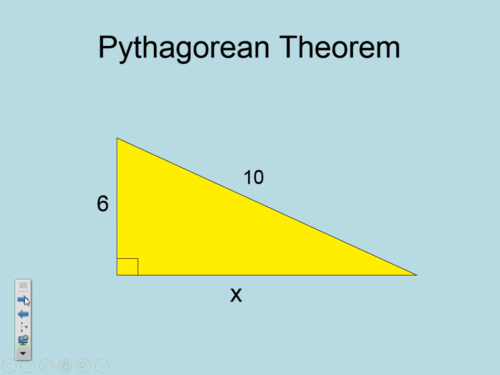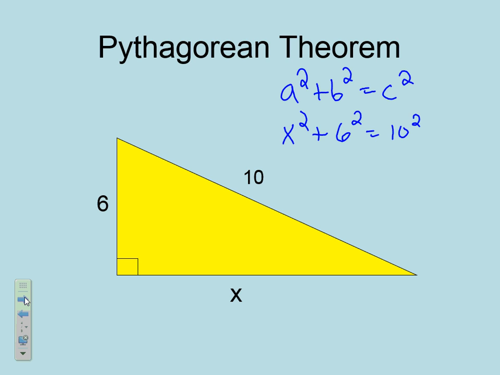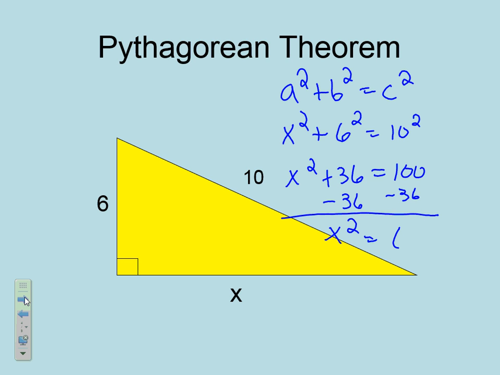So I know that last year we learned how to do Pythagorean theorem, which is a squared plus b squared equals c squared. And what we would do is we would plug these things in. We'd have x squared plus 6 squared equals 10 squared. x squared plus 36 equals 100, minus 36. Then we have x squared equals 64.